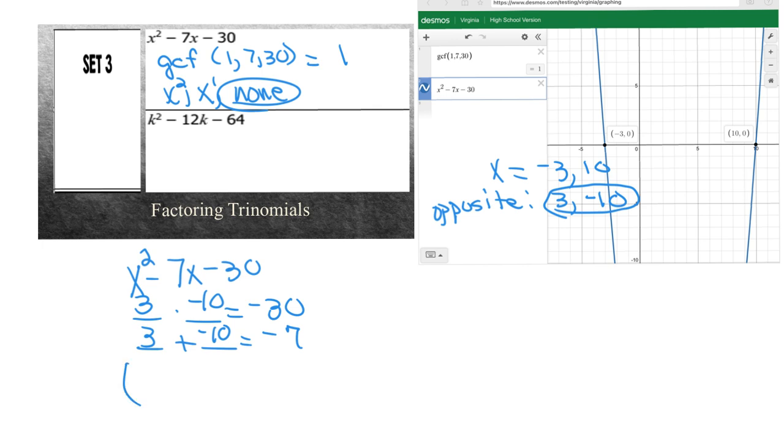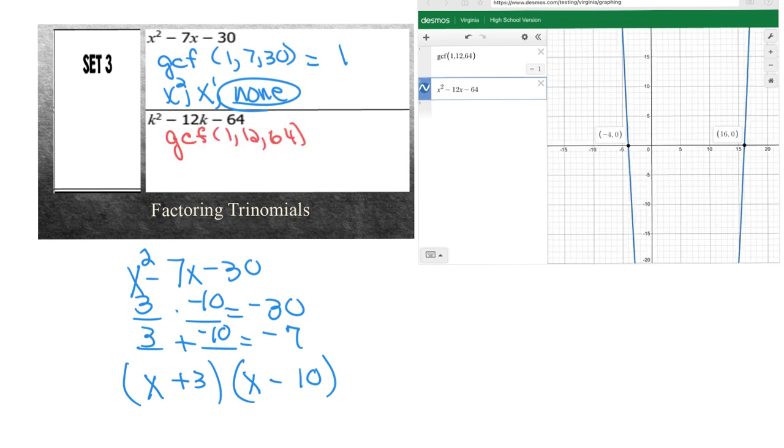So once I find the two numbers, I'm ready to write my answer. It's x squared, therefore that is x times x. And I used the two numbers that were the opposite. I had positive 3 and negative 10.